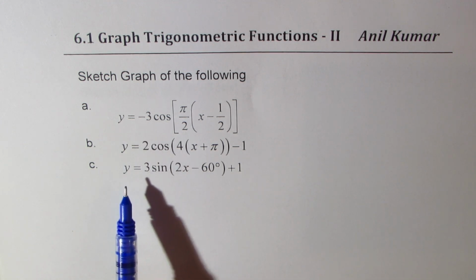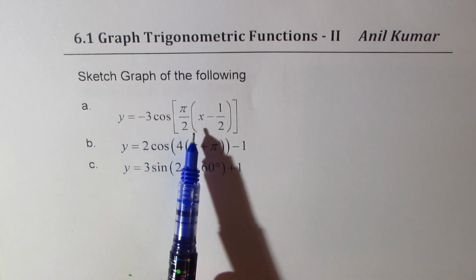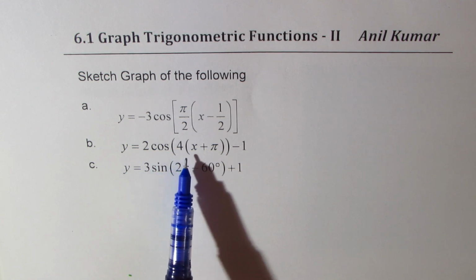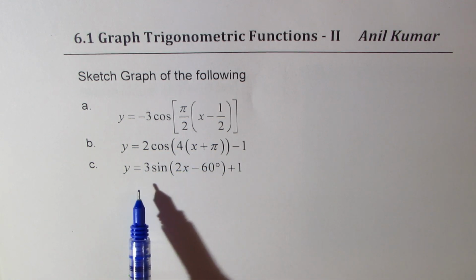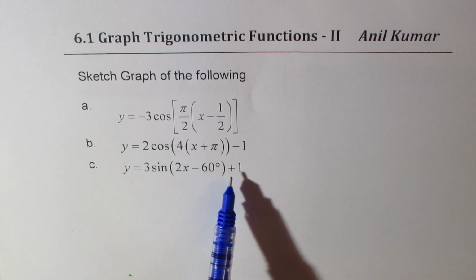Three examples to consider are y equals minus 3 cos of pi by 2 times (x minus half), y equals 2 cos 4 times (x plus pi) minus 1, and y equals 3 sine (2x minus 60 degrees) plus 1.